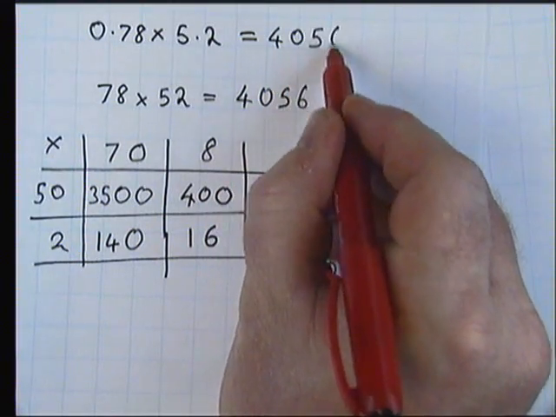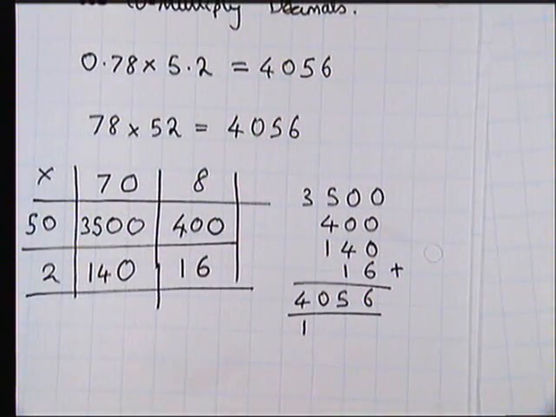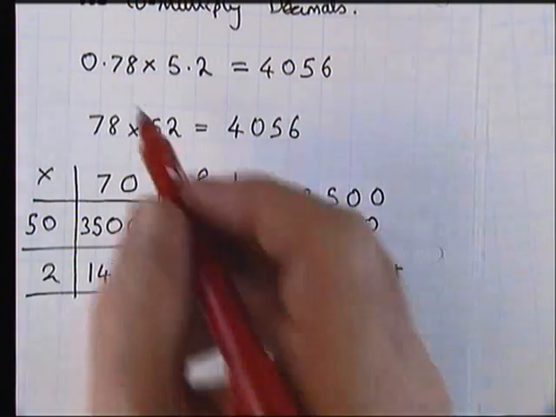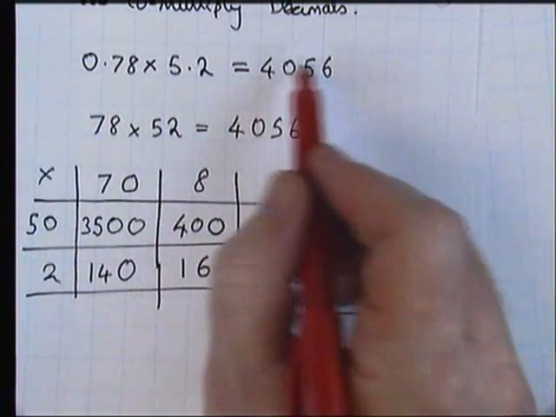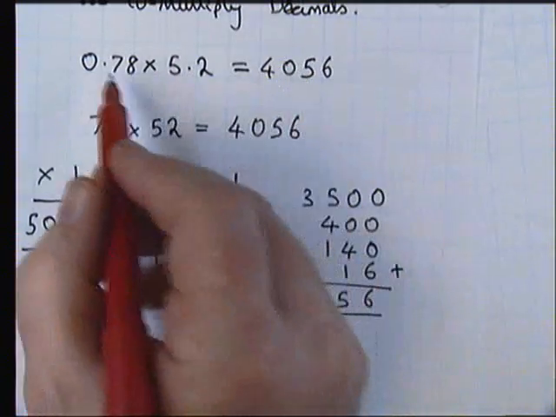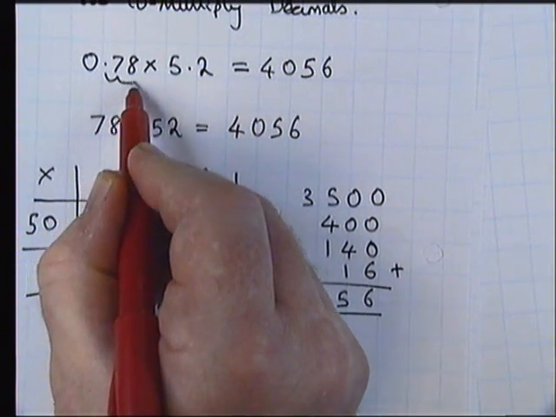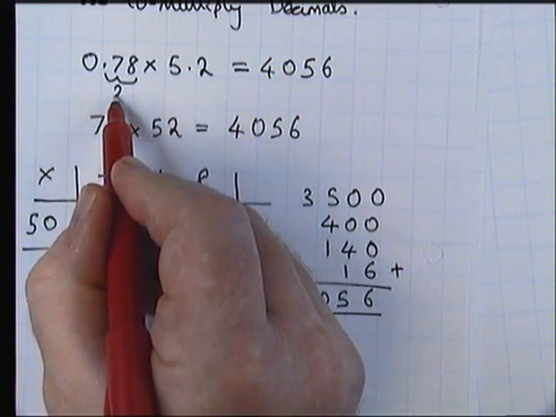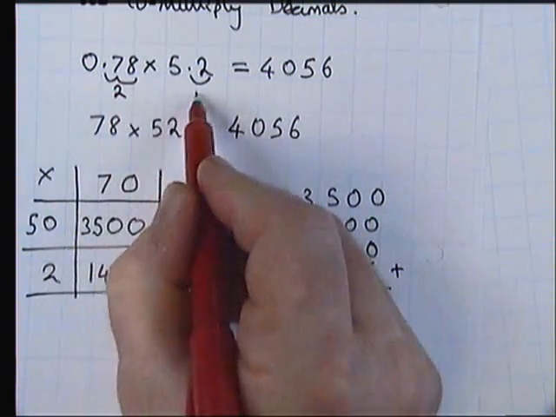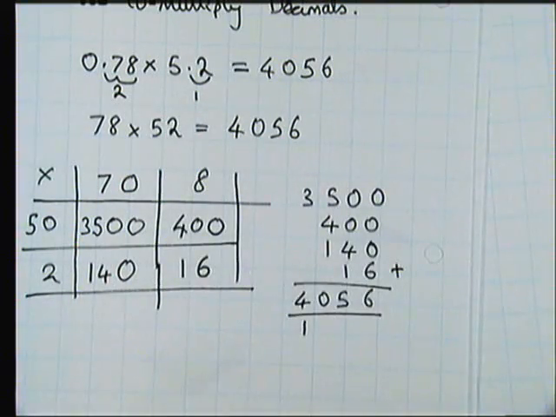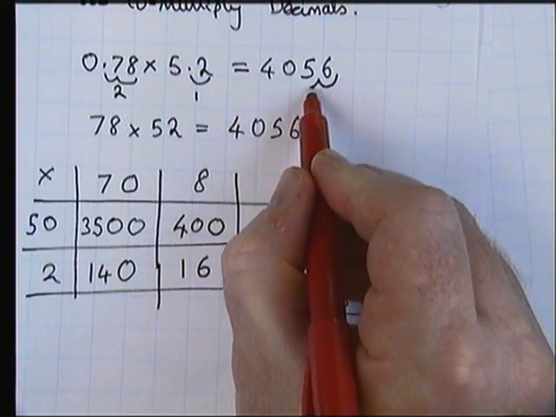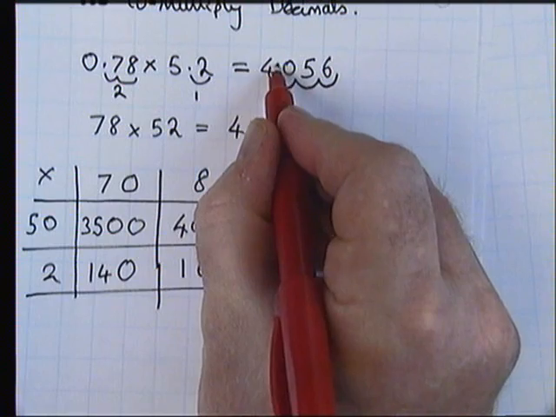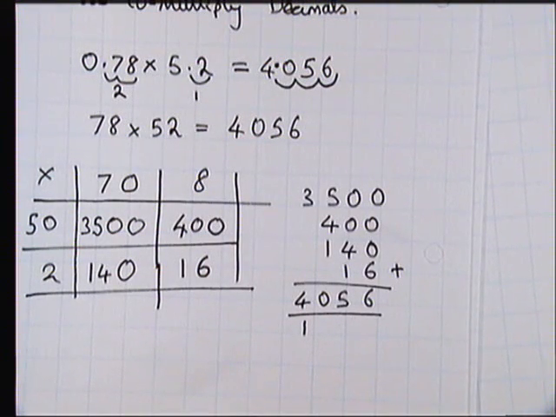So we can write that in, but we need to be careful about where we put the decimal point in our answer. Now what we do in this question is count how many decimal places there are in the whole question. And then we have to have the same number in the answer. So let's look here. A decimal place is the number of numbers after the decimal point. So there's 2 there and 1 there, so in total there's 3. So I need 3 in my answer. So starting as far to the right as you can, you move forward 1, 2, 3 places, and you put the decimal point in.